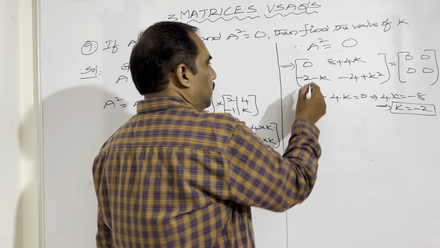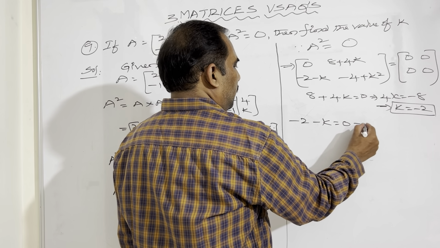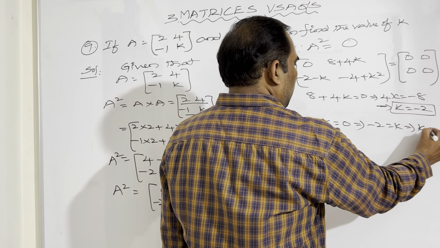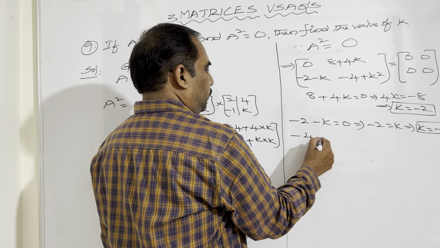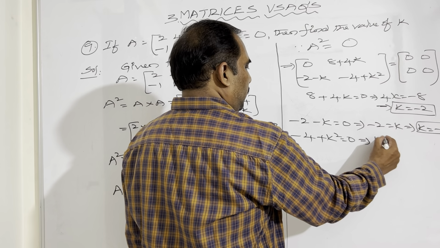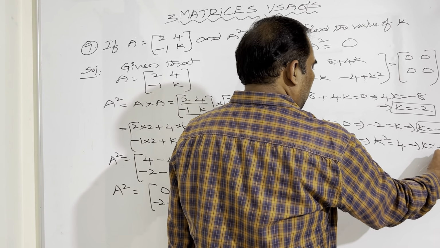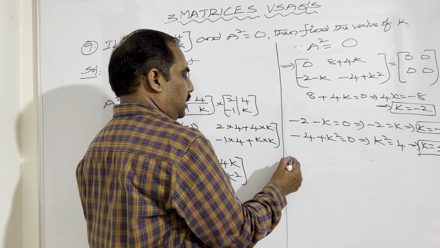Again the corresponding element is minus 2 minus k is equal to 0. From this minus 2 is equal to k, so that implies k is equal to minus 2. And here minus 4 plus k square is equal to 0. From this k square is equal to 4, but here k we can take plus or minus 2. So that means finally what we have to take here.